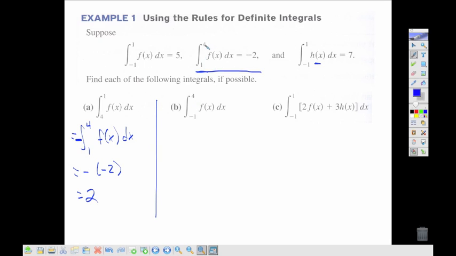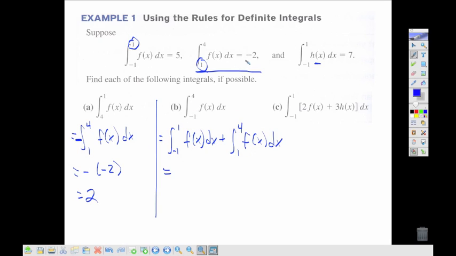Notice that's a problem. This goes from 1 to 4, but this one goes from negative 1 to 1. Now since these values are the same, I can actually put this all together and combine it so that if I'm going from negative 1 to 1 for f of x, and add that to 1 to 4, that would be the same thing as going from negative 1 to 4, because I have that overlap for those two parts.